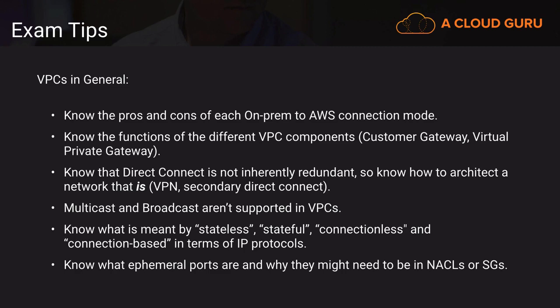Now, multicast and broadcast aren't supported in VPCs, and you know the reason why now, because they're a layer 2 item. Now, I will say that some AWS engineers have come up with a proof of concept that allows multicast on layer 3, thus enabling VPCs to kind of support multicast, but it's not supported, and for the purposes of the exam, just know that multicast and broadcast aren't supported. You should know what's meant by stateless and stateful and connectionless and connection-based in terms of IP protocols. You should know what ephemeral ports are and why they might be needed in a NACL or an SG.